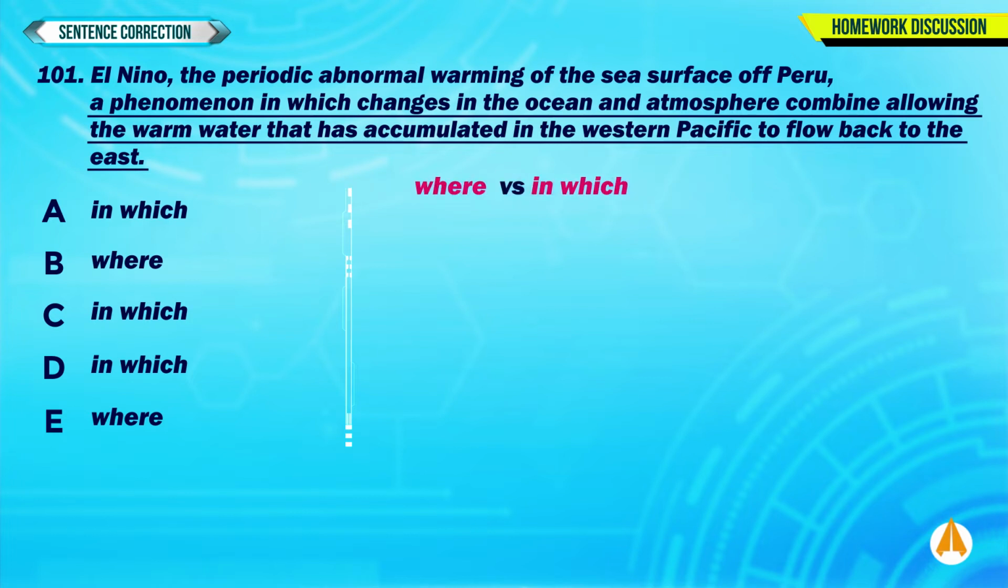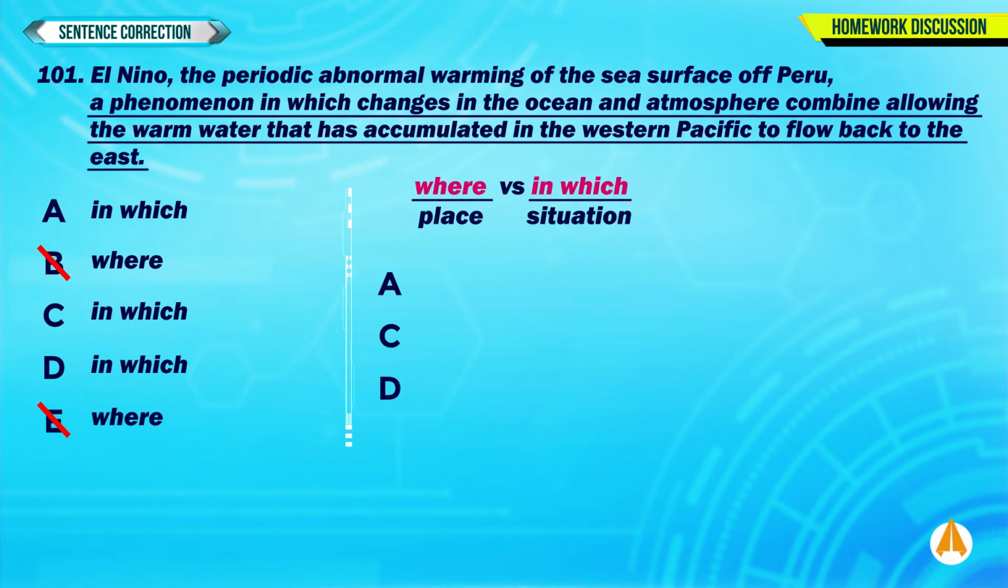Now, "where" should be referring to a place. "In which" should be referring to a situation kind of a thing. Here, what are we talking about? We're talking about El Nino. It's a periodic abnormal warming of the sea surface of Peru. It's a phenomenon, so it's kind of a situation. So therefore, we cannot use "where." Hence, we eliminate answer choices B and E. You understand that? A, C, and D. Between A, C, and D, what is happening?